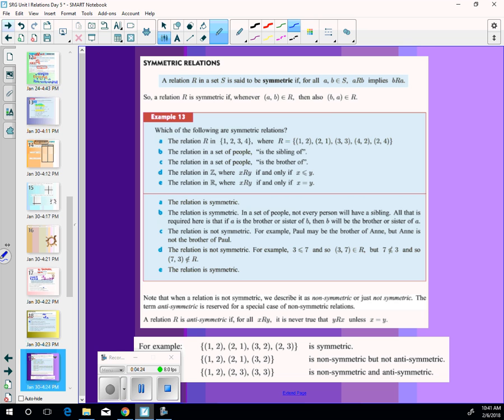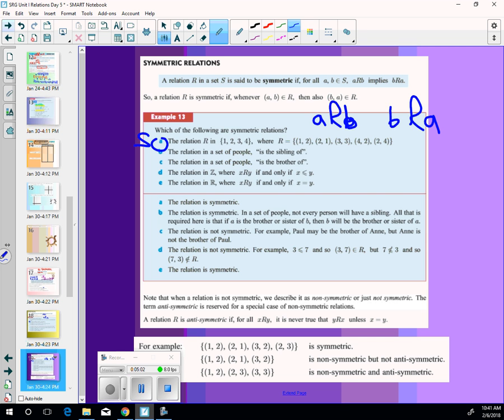Then symmetric. What we're saying here is that members aRb are mapped to bRa. Those would be symmetric. So if you have a (1,2), you better have a (2,1). If you have a (4,2), you better have a (2,4). A (3,3) is reflexive, but it's also symmetric. So the relationship of a set of people is the sibling. Let's just look at this first one. This one is definitely symmetric.